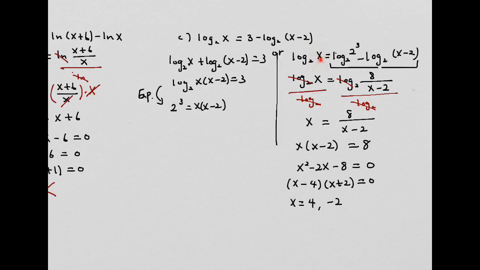4 will be okay, but negative 2, I cannot use it here because then my logarithm base would be negative, which is one of the restrictions you have for logarithms. A logarithm cannot have a negative base, right? This one will be the same thing: negative 2 minus 2 is negative 4. So we need to make sure we exclude negative 2 and only keep 4 as the solution.